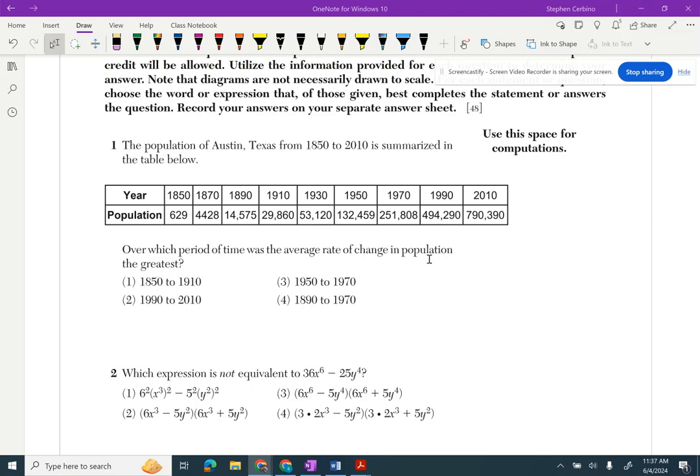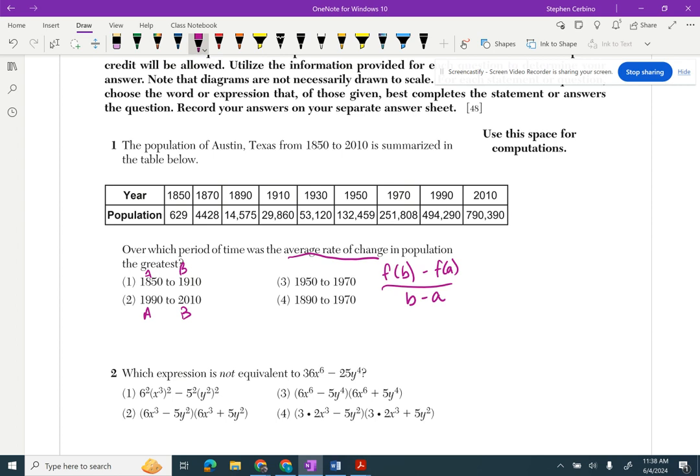For question number 1, they give us a table of values comparing year and population in a town called Austin, Texas, between 1850 and 2010. They asked us over which period of time was the average rate of change in the population the greatest. So as soon as we see the words average rate of change, we're thinking it's the function value minus the function value divided by the interval values. Notice I'm putting B first, A second. So in each one of these, A is first, B is second. So we have all of these A and B values that we can use.